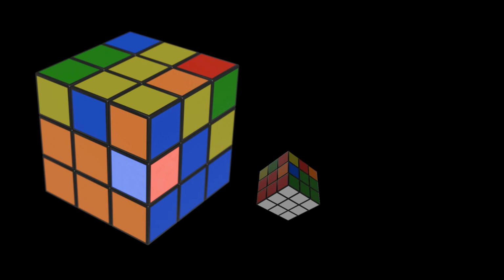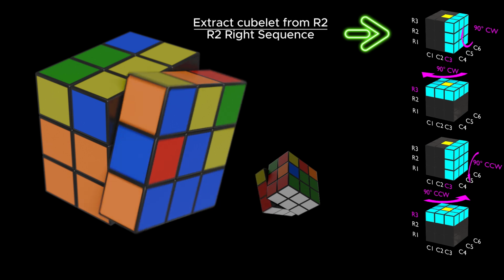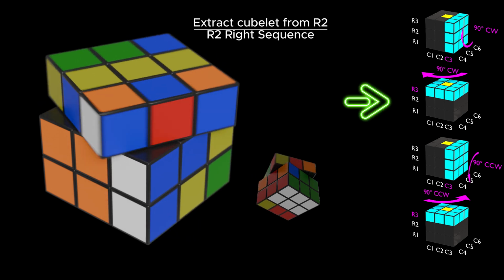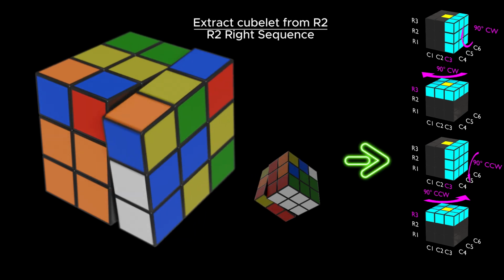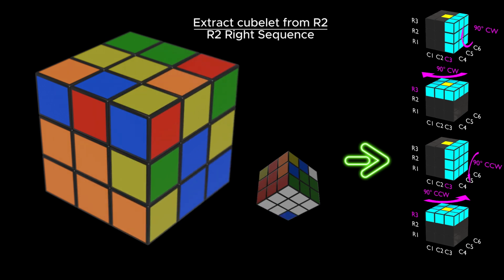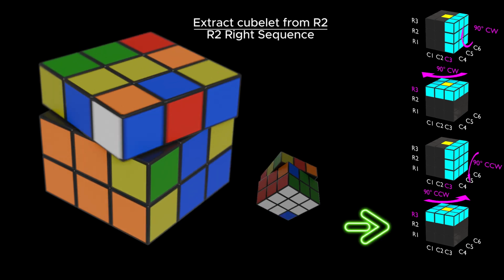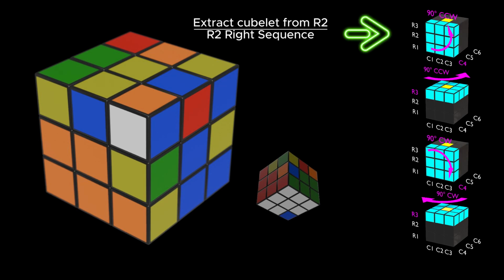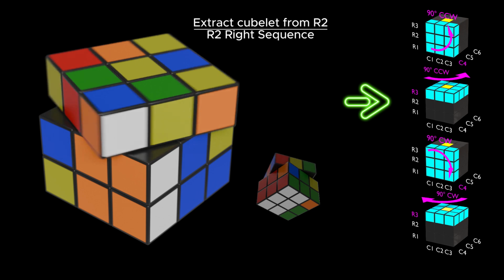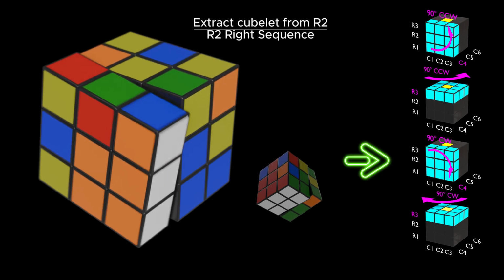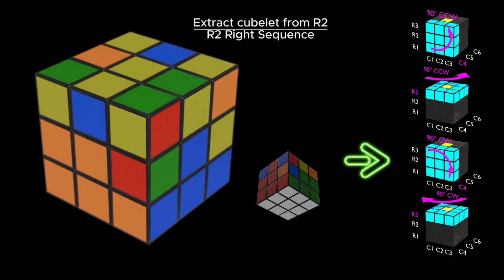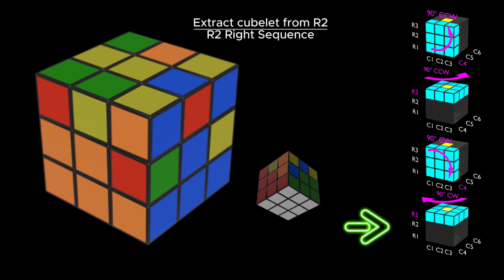We can use either R2 left or R2 right. I'm going to use our 2 right. Rotate column 3 90 degrees clockwise. Rotate row 3 90 degrees clockwise. Rotate column 3 90 degrees counterclockwise. Rotate row 3 90 degrees counterclockwise. Rotate column 4 90 degrees counterclockwise. Rotate row 3 90 degrees counterclockwise. Rotate column 4 90 degrees clockwise. Rotate row 3 90 degrees clockwise.